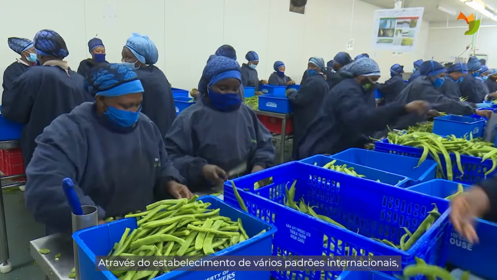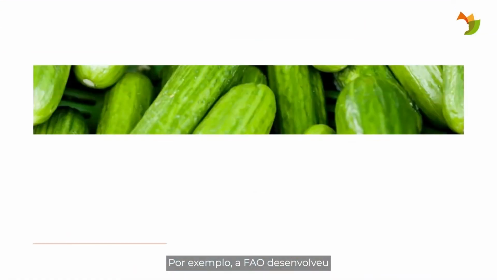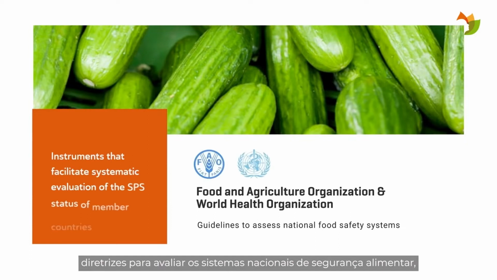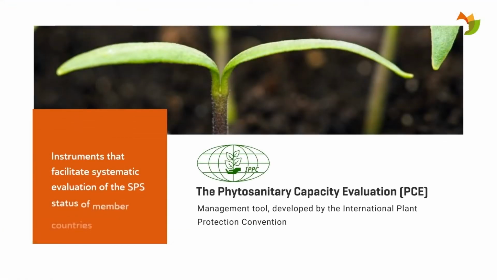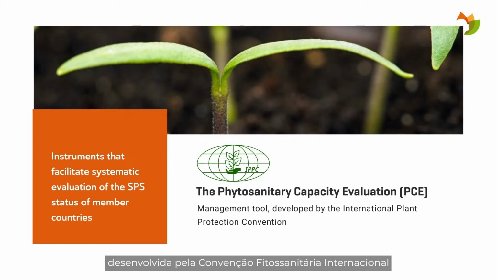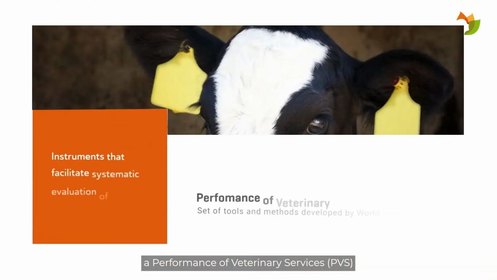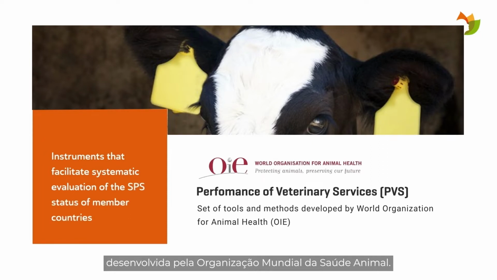Through the various international standard-setting bodies, the various instruments have been created. For example, under the FAO, there are the guidelines to assess national food safety systems. There is the Phytosanitary Capacity Evaluation, or PCE, developed by the International Plant Protection Convention. There is the Performance of Veterinary Services, PVS, developed by the World Organization for Animal Health.